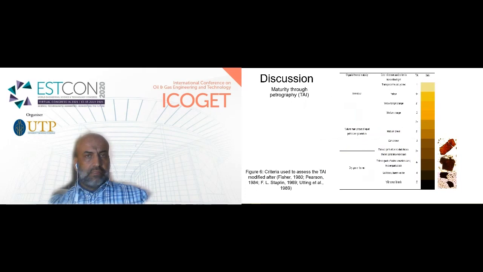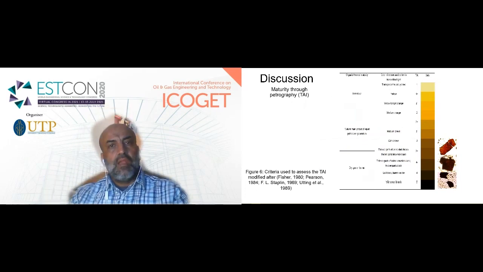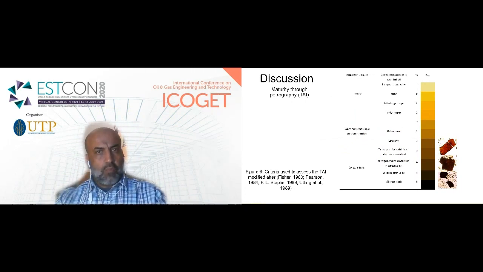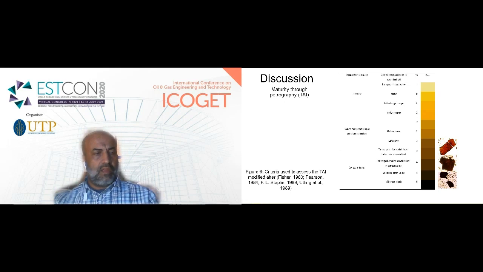And the use of palynofacies to determine the maturity. We can notice that most of the phytoclasts are in dark color. So as a criteria to assess these phytoclasts, this criteria was suggested by Fisher, Pearson, Staplin, and Jutson. We can place these phytoclasts on the 3 and above thermal alteration index, as we can see in this graph.